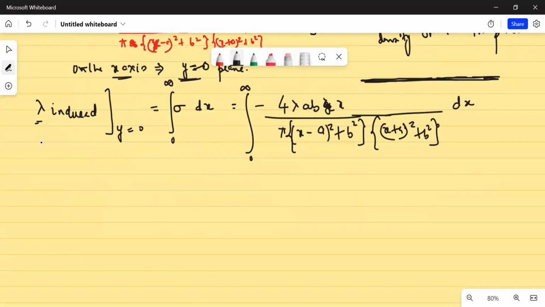Or you can say on the plane which is parallel to the x-axis. So your lambda induced at y equal to 0, you will find it as minus. Let's do one thing, from 0 to infinity, I'll take this lambda outside, so life becomes easy, and this pi also I'll take outside.